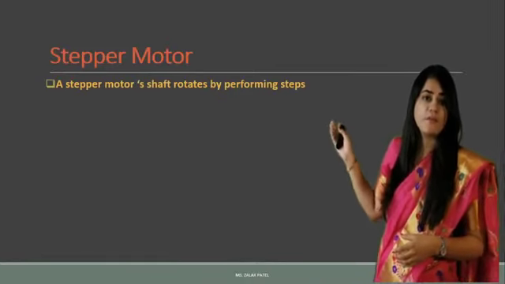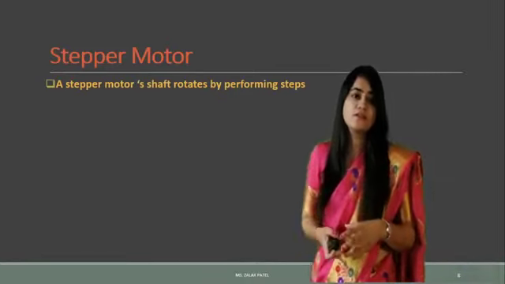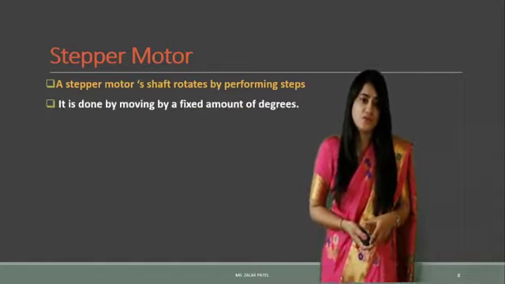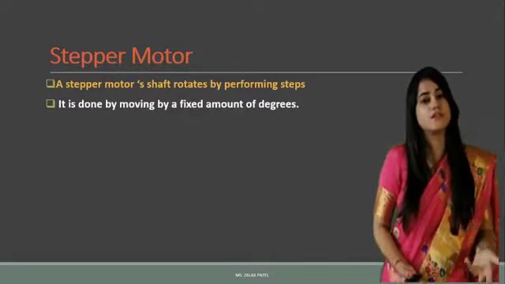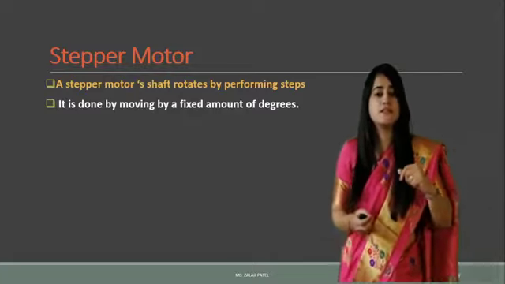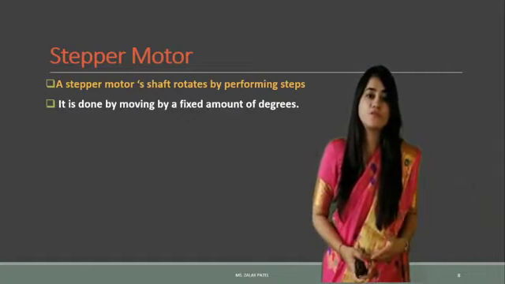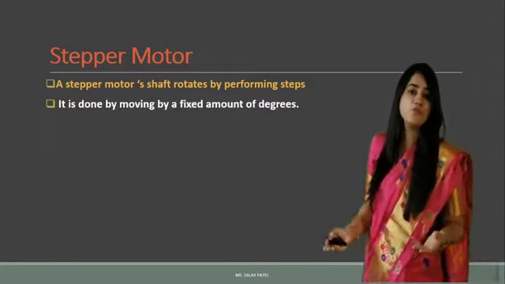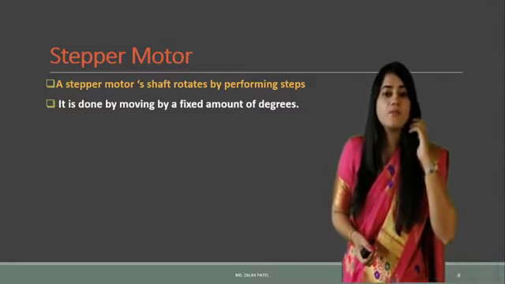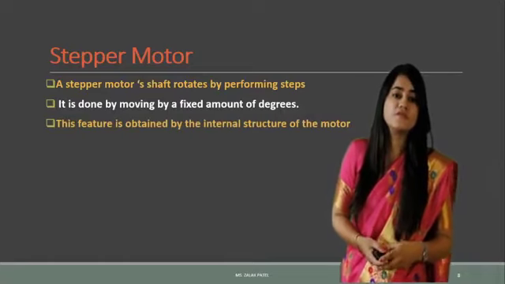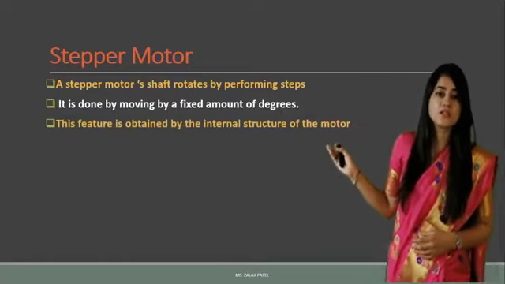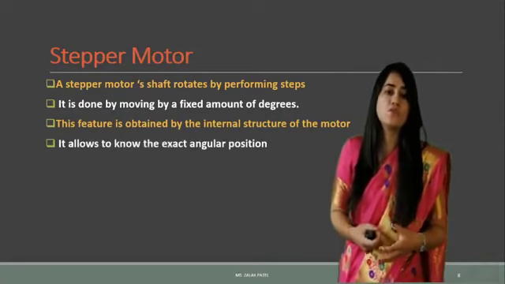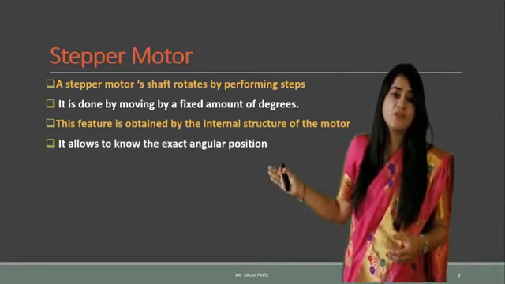The next one is the stepper motor. A stepper motor is used so that the shaft rotates by energizing the stator. Its construction considers two major parts, the stator and the rotor. Stepper motor operation is done by moving a fixed number of degrees. If we move a fixed number of degrees, stepper motor operation can be achieved. This feature is obtained by the internal structure of the motor, which has two parts, so it allows us to know the exact angular position.